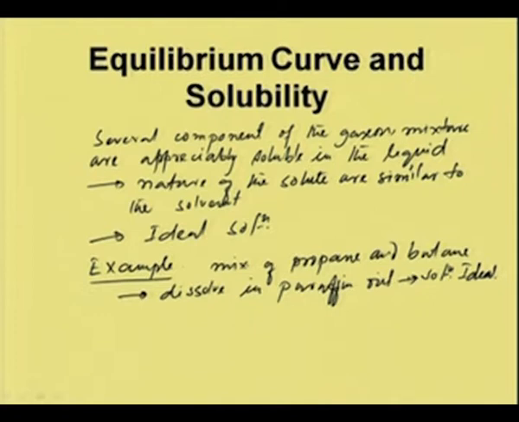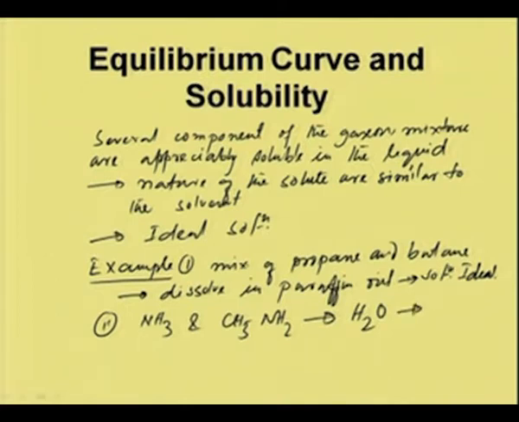But if we take ammonia and methylamine and dissolve in water, then it is expected that the methylamine can influence the solubility of ammonia in the solution, because the solution is non-ideal.